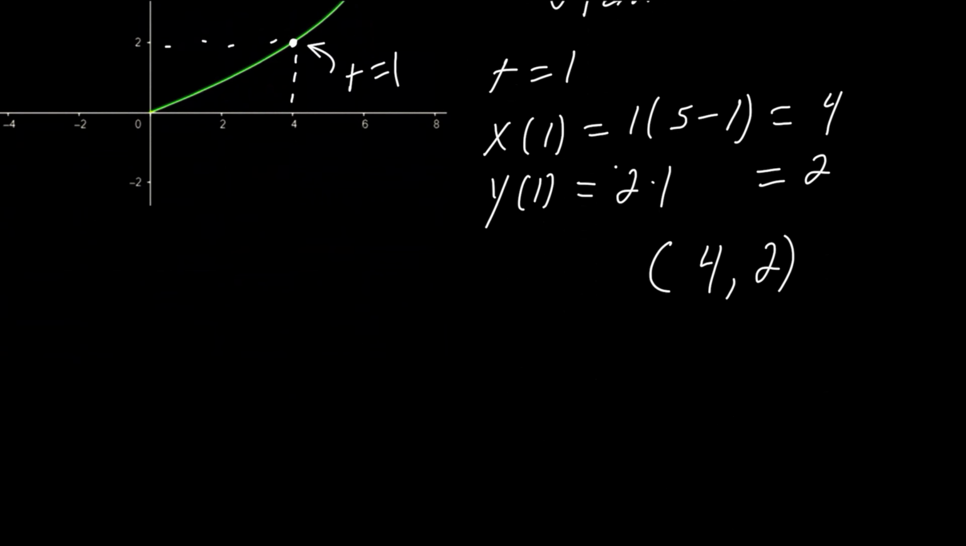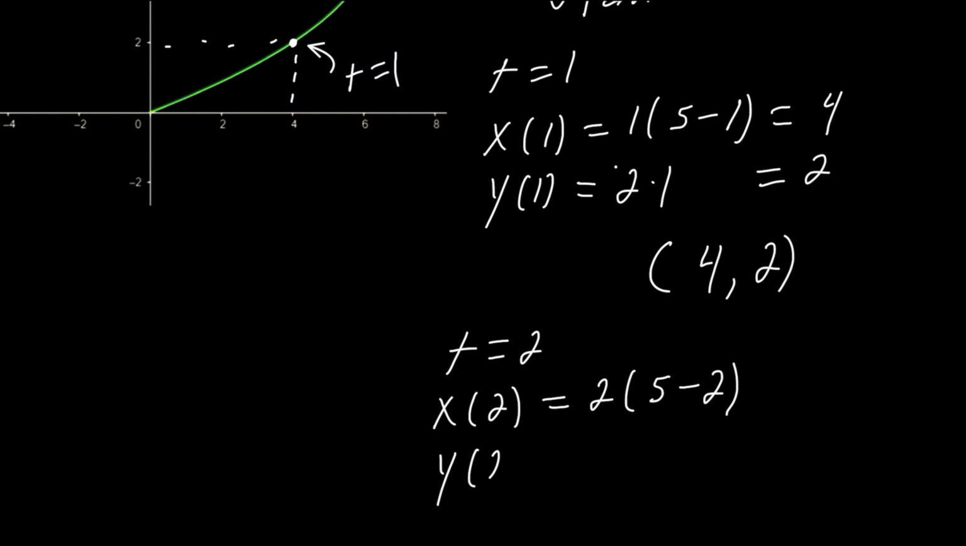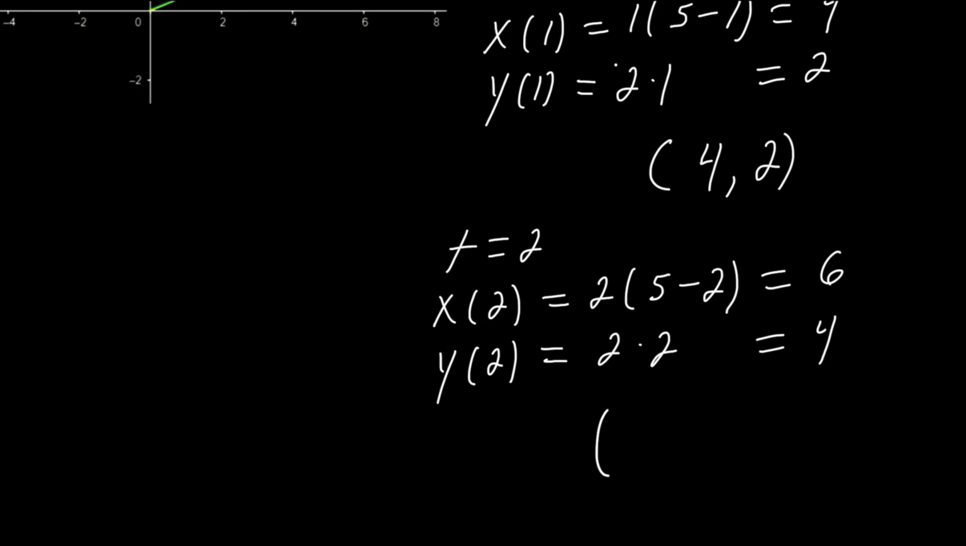All right, time equals 2. We would have x of 2 equals 2 times (5 minus 2), and then y of 2 would be 2 times 2. 5 minus 2 is 3, times 2 is 6. 2 times 2 just equals 4. And now we would have this new point, (6, 4). Now we know that 2 seconds into this bug's journey, we're at point (6, 4).